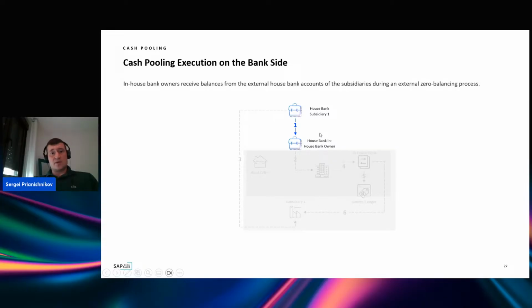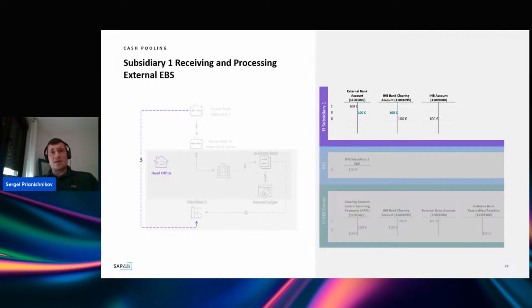Let's go to the first step. This is an out-of-SAP step. The in-house bank owner and subsidiary hold contracts with the external bank, and this allows the in-house bank owner to retrieve balances from the external house bank account of the subsidiary during the cash pooling scenario. In the second step, we can see that the subsidiary received a bank statement from the bank showing a debit of funds in favor of the in-house bank account owner. This is what we can see on the screen: within this bank statement processing, a credit of the external bank GL account and a debit of the in-house bank clearing account happen.